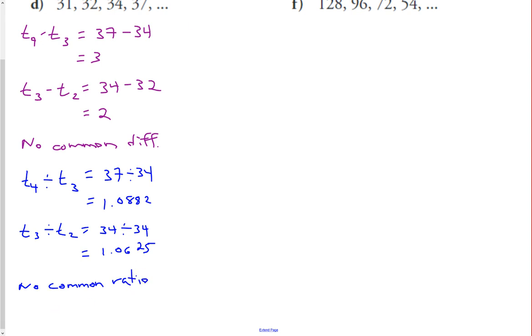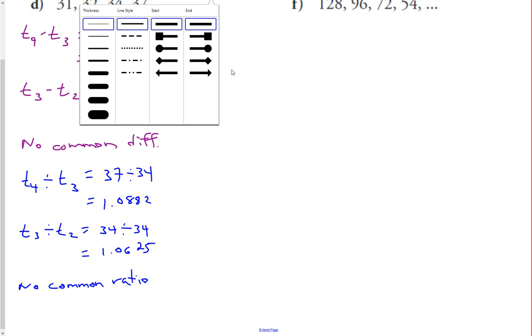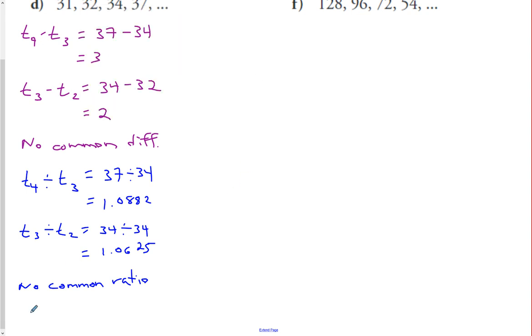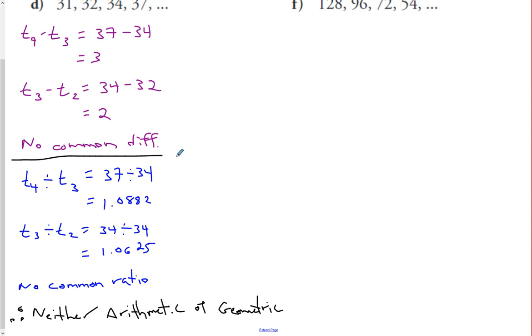So therefore, this is not arithmetic or geometric. It's some kind of other. So I'll say therefore neither arithmetic or geometric, because it doesn't have a common ratio and it doesn't have a common difference. I'll put a little line there to keep those separate as well.